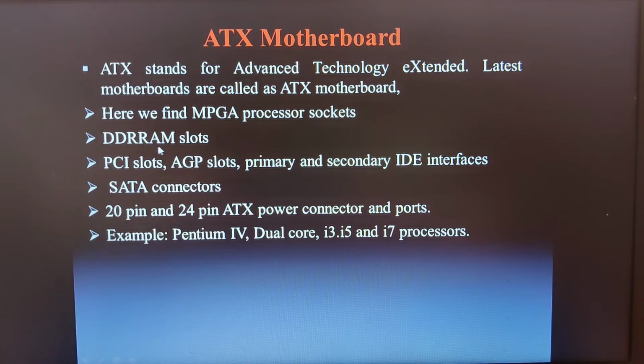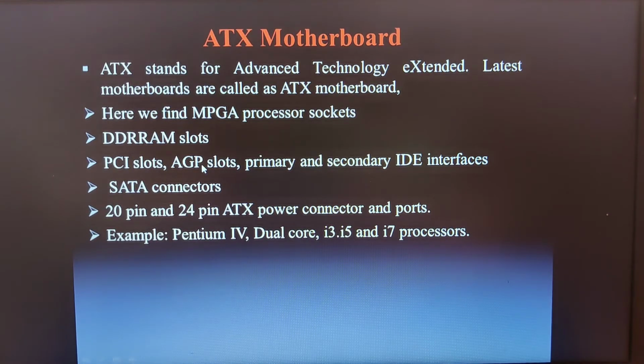I think now you got an idea. The double data rate random access memory is a kind of memory slot that helps you transfer data at both the rising edge as well as the falling edge of the clock signals. And again we have the PCI slots, and then an extra slot known as the AGP slot. So this AGP stands for Accelerated Graphic Port Card.